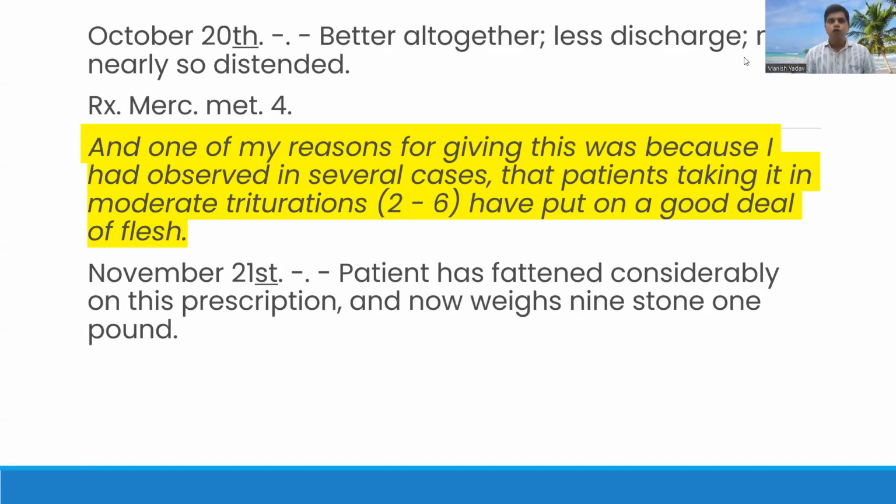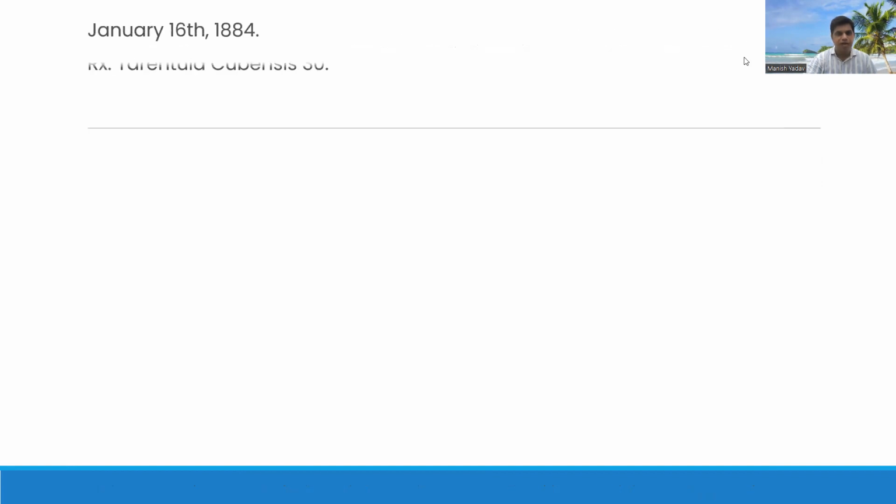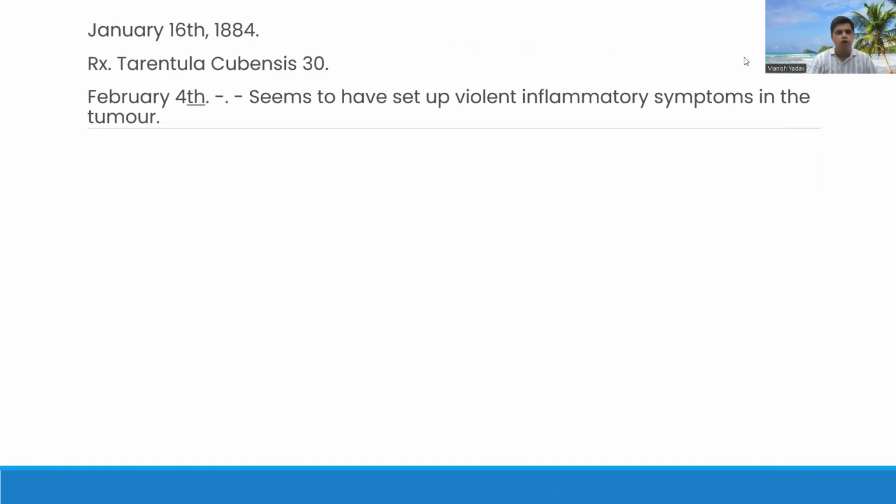Complicated cases, so much suffering is happening. Weight increase is a very good thing. Like in a cancer patient, if weight is generally increasing, it is said to be a very good sign. To continue the same remedy, but in 5th trituration. January, he gives Parenteral cubensis. Seems to have set up some violent inflammation in the tumor.